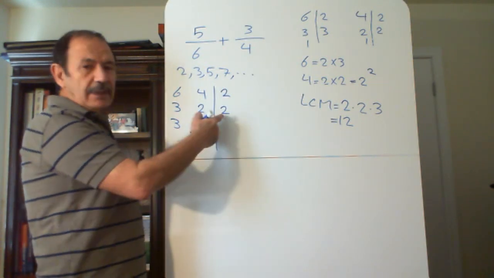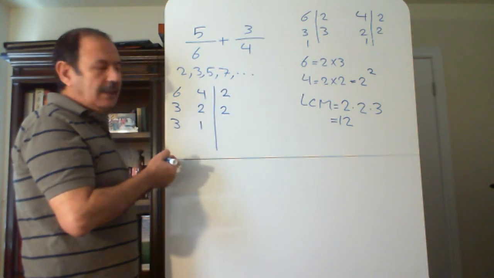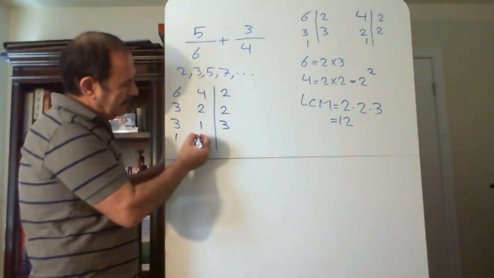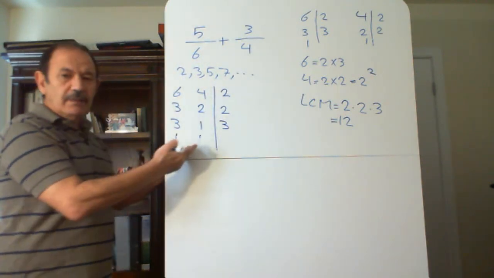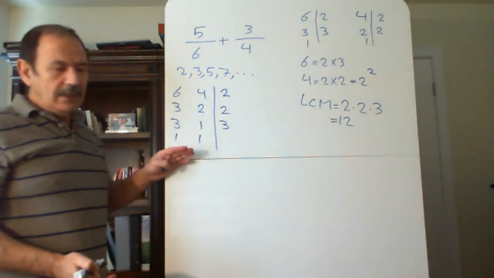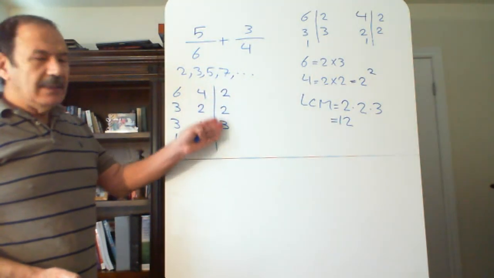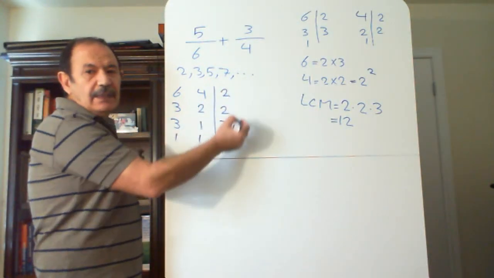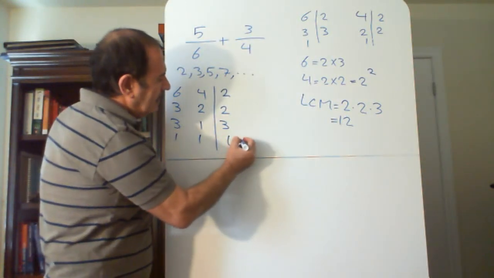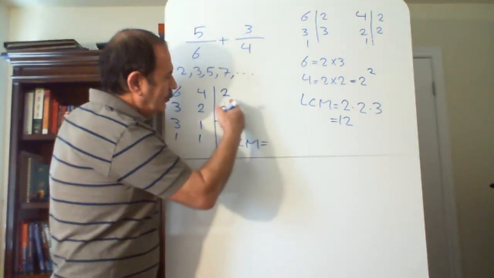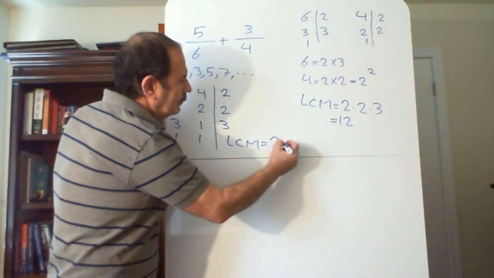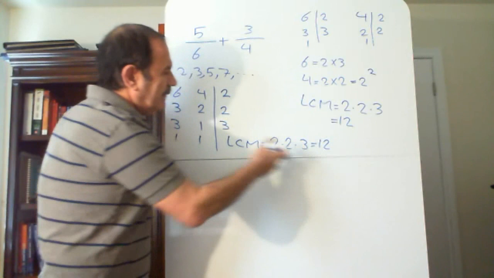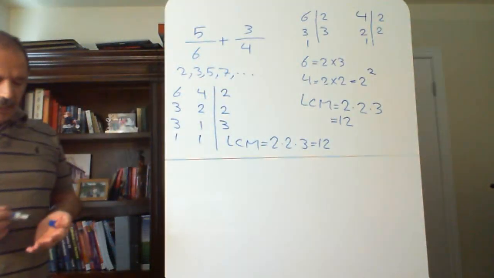3 is not divisible by 2 anymore, but is divisible by 3. 3 divided by 3 is 1. And this column is already 1. So both columns are 1, we are done with finding the LCM. What is the LCM? The LCM is the multiplication of this part, 2 times 2 times 3, which is 12. Just refreshing your mind on how we can find the LCM.